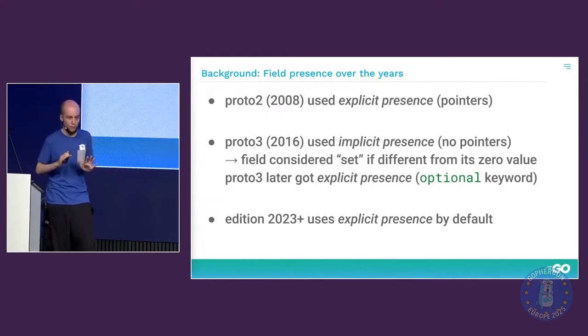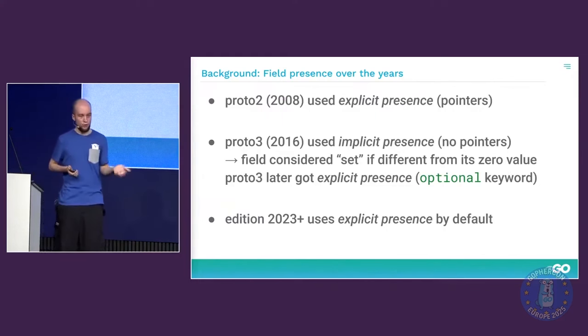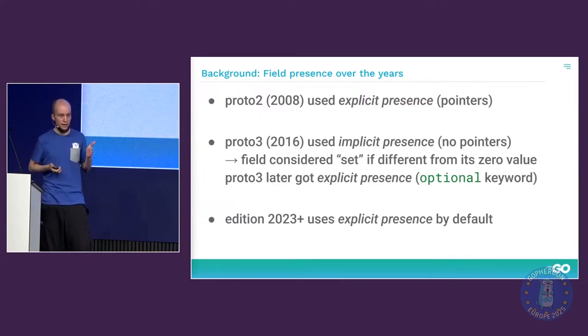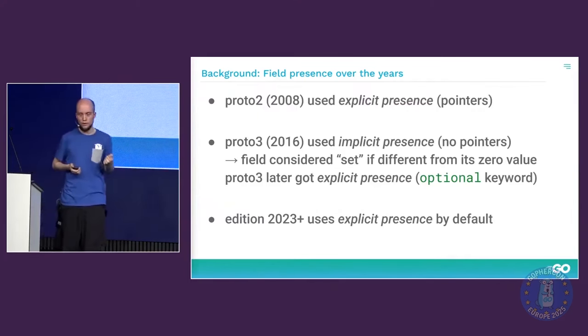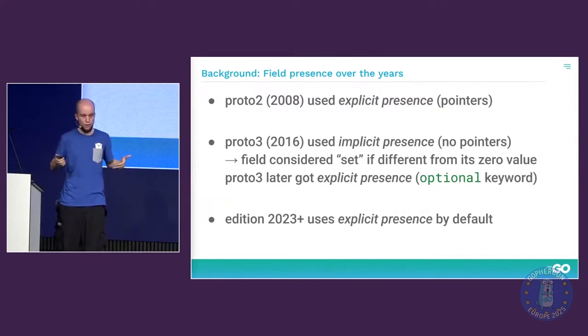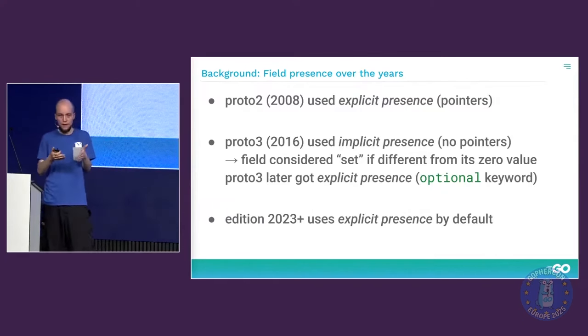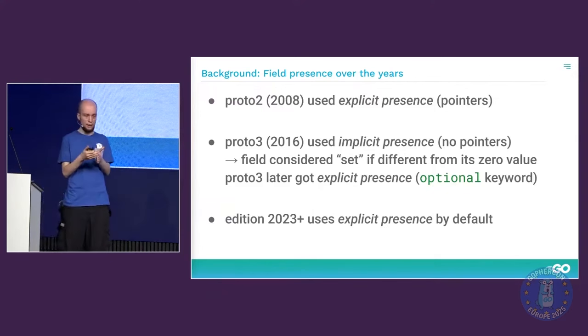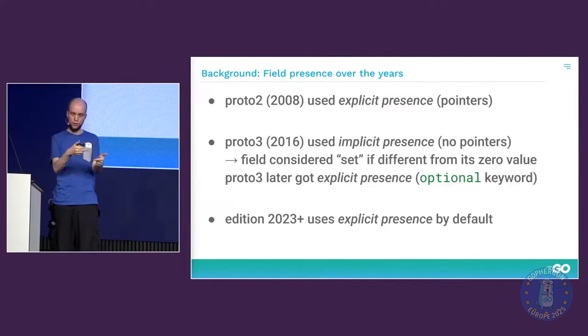So let me give you a little bit of a history lesson here. In Proto 2, which came out in 2008, explicit presence was the default and only behavior. So you would always have to use these pointers. Then, almost a decade later, Proto 3 came out as the successor, and it introduced what we call implicit presence, where there are no pointers, and the field is considered set if its value is different from the zero value. So that means if you have, for example, a message that only contains a Boolean, if you set that Boolean to false, which is the zero value, and encode it, it'll be an empty byte slice.